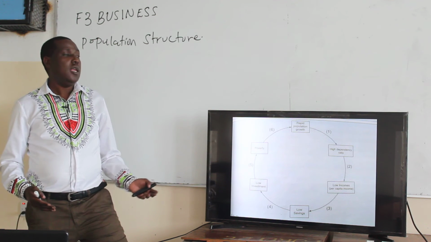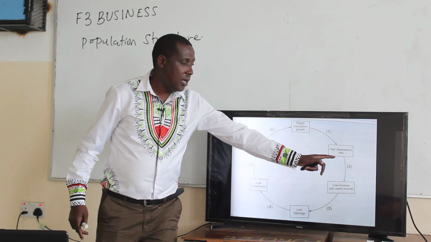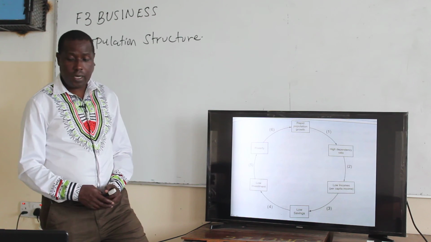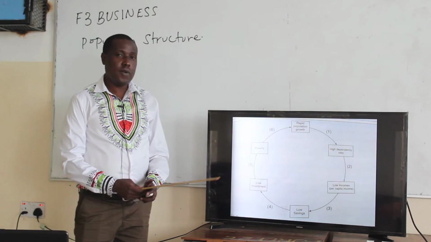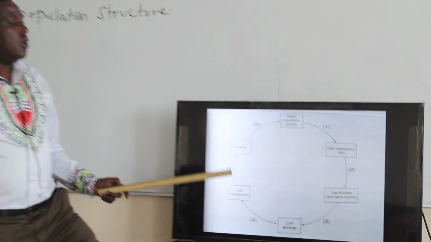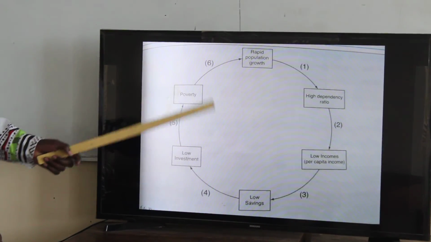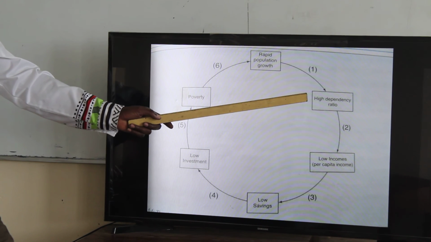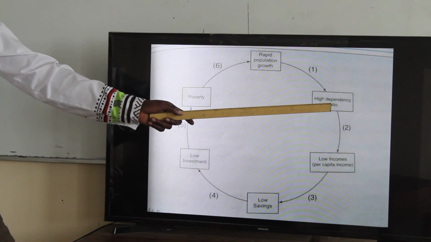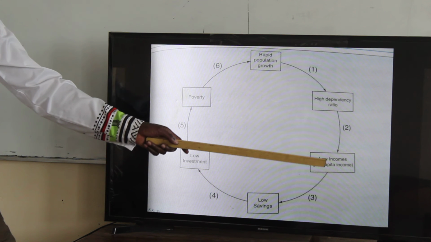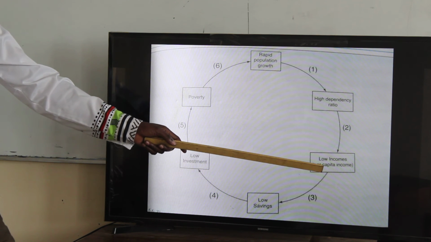What happens? It leads to a high dependency ratio. Okay? It leads to a high dependency ratio because, as we have said, not everyone can get employed. So the few who are employed have to support the majority who are not employed. Right? Then when we have a high dependency ratio, what happens? It leads to low per capita income.